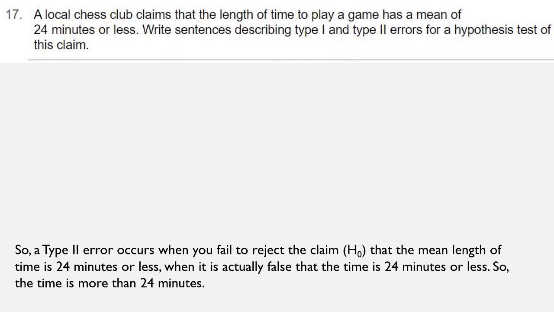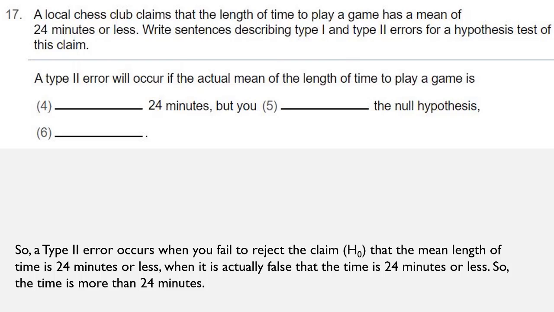So how does that look on our choices here? A type 2 error will occur if the actual mean length of time to play the game is more than 24 minutes, greater than 24 minutes, but we fail to reject the null hypothesis that mu is less than or equal to 24. So really that last part is the same for both of them, because that was our null hypothesis, and in a type 1 and a type 2 error, we're always referring back to the null hypothesis.